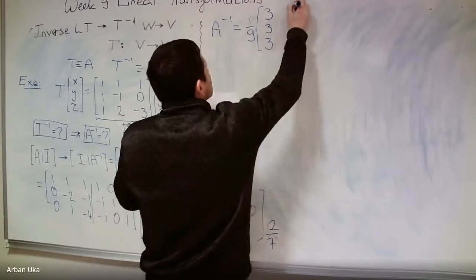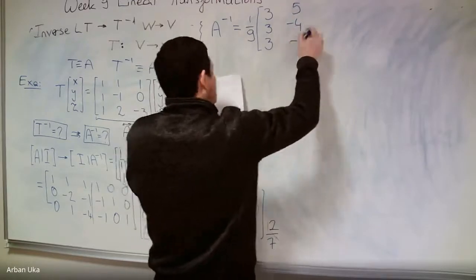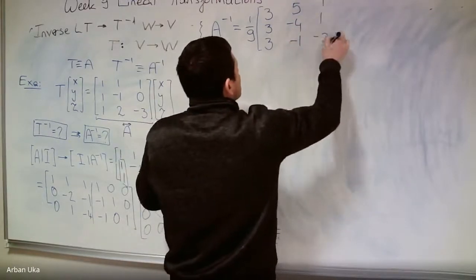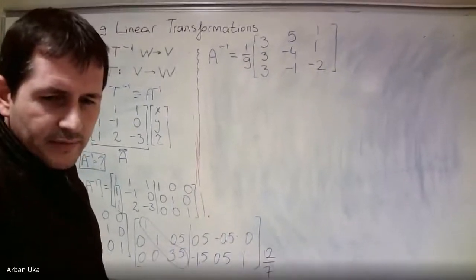5 minus 4 minus 1, 5 minus 4 minus 1, 1, 1. Oh, Professor, you have to move the camera up again. Okay, you're missing something. Okay.